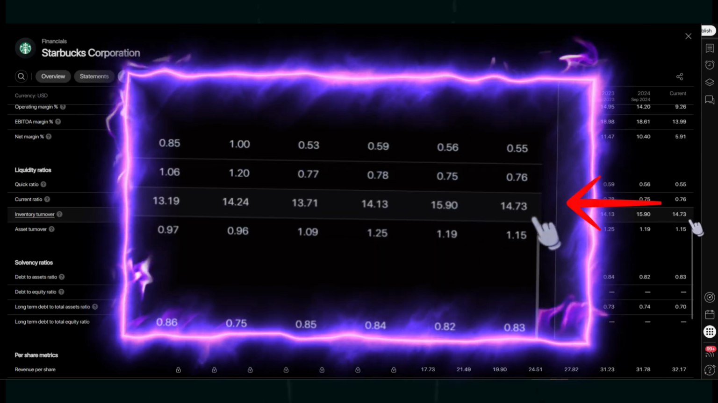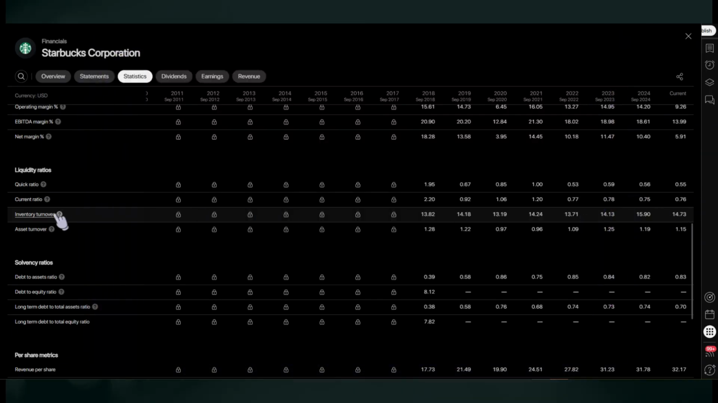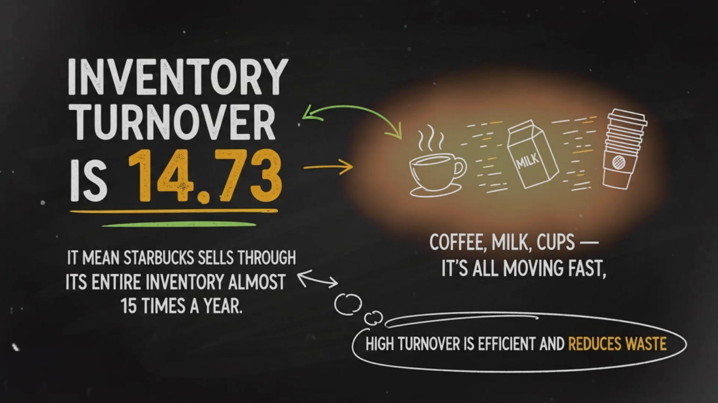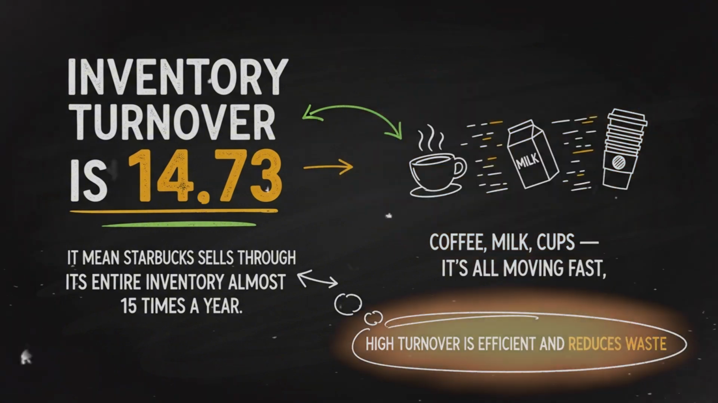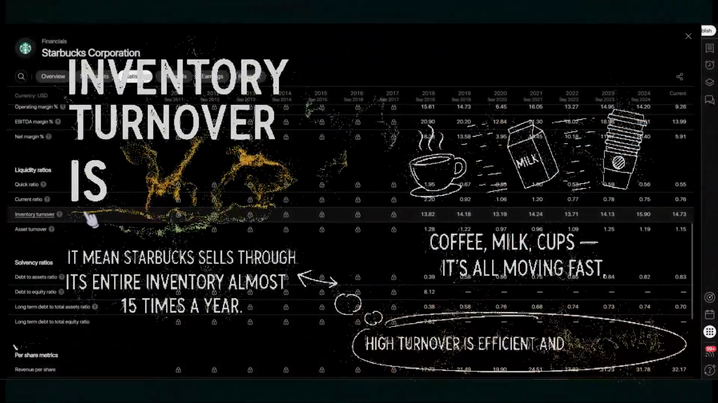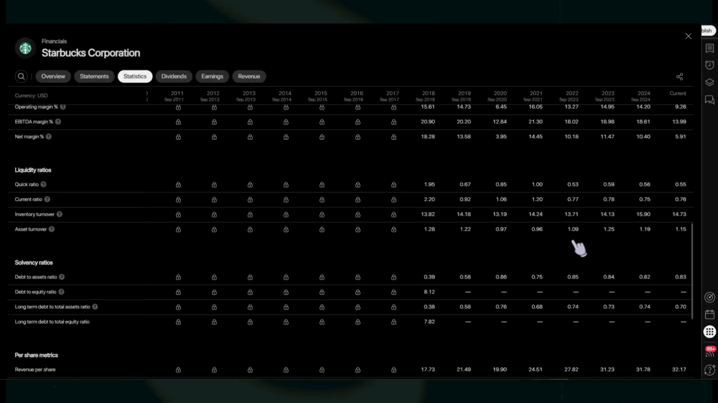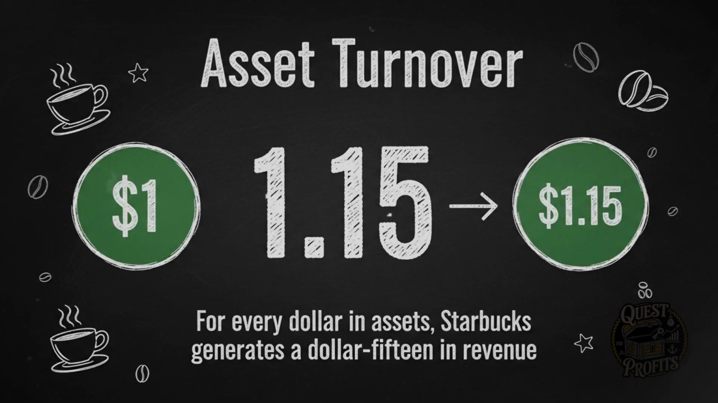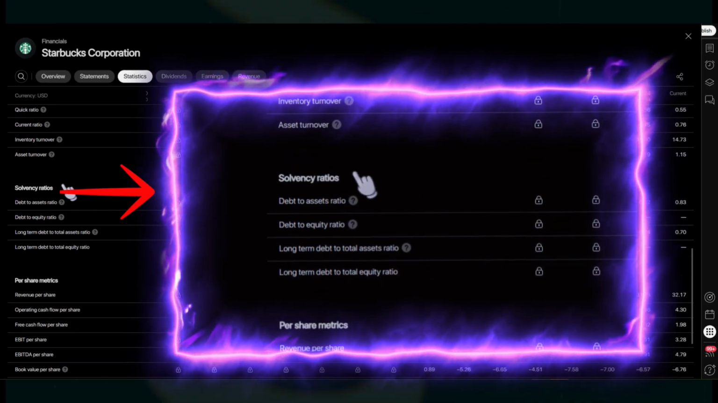Inventory turnover is 14.73. That's awesome. It means Starbucks sells through its entire inventory almost 15 times a year. Coffee, milk, cups, it's all moving fast. High turnover is efficient and reduces waste. Asset turnover is 1.15. For every dollar in assets, Starbucks generates $1.15 in revenue. That's solid efficiency. Moving on to solvency ratios.